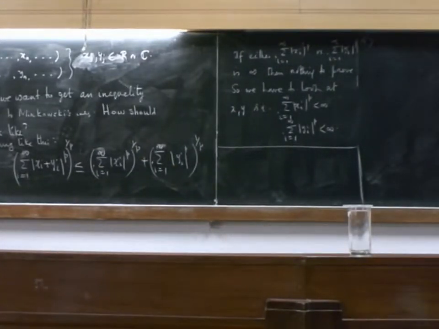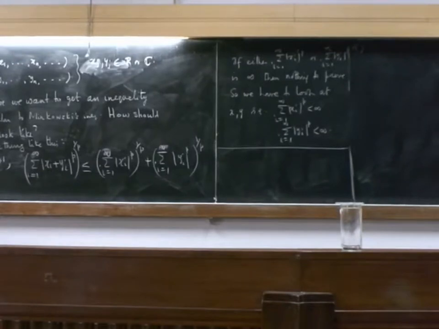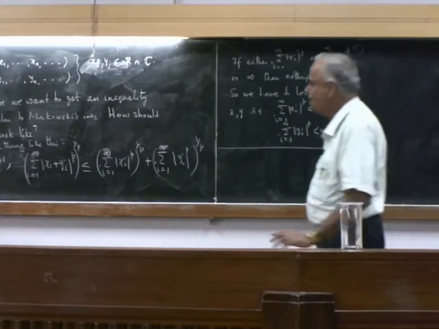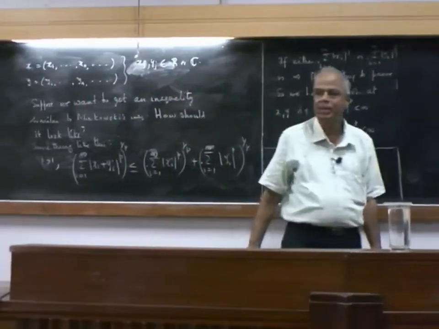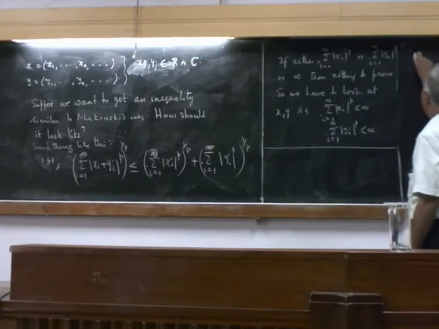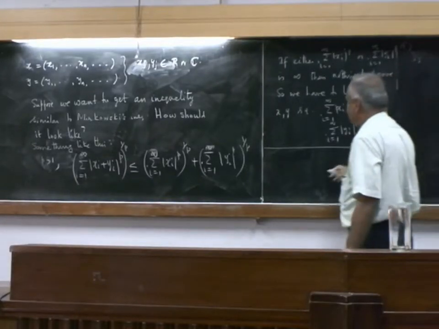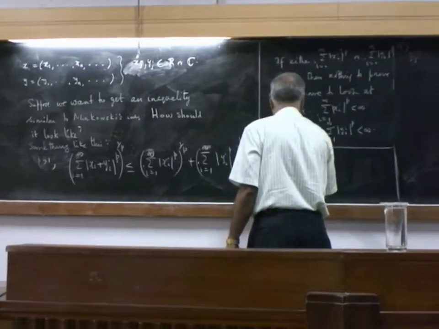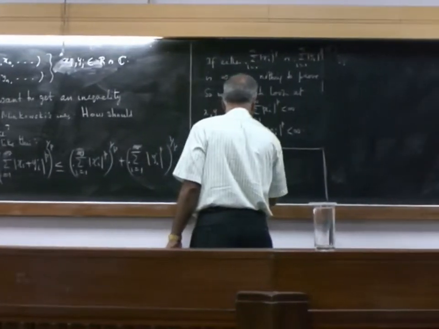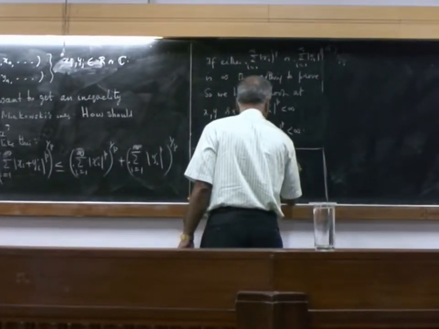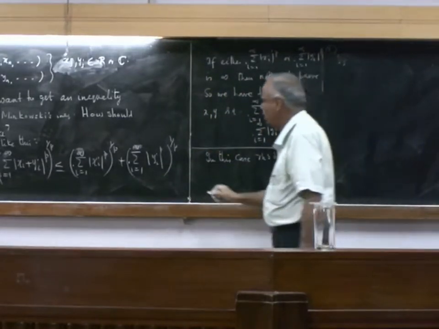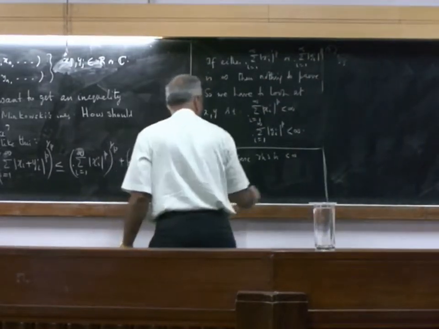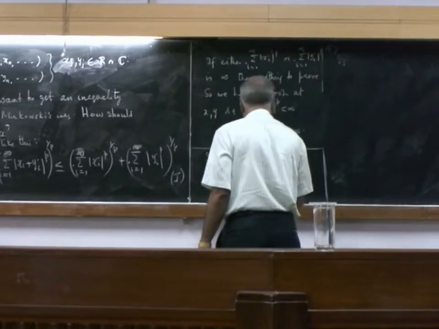What is meant by partial sum? Summation i equal to 1 to n. Suppose I show there is a number k such that summation i equal to 1 to n, this, is finite, I am finished. Okay. So in this case, the right hand side is less than infinity, this fellow. Let me call it RHS of 1. RHS of 1 is finite.